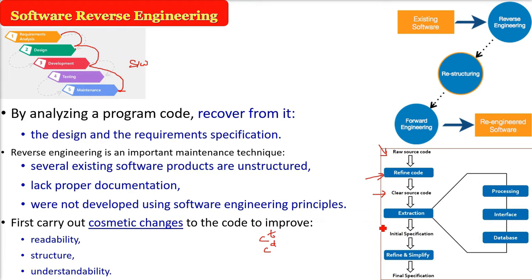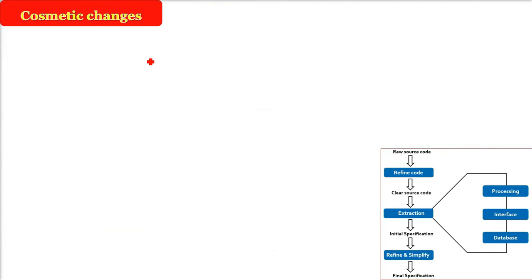And finally, the requirement specification. So we need to find out, first clear the code, then try to extract the design and then the specification.